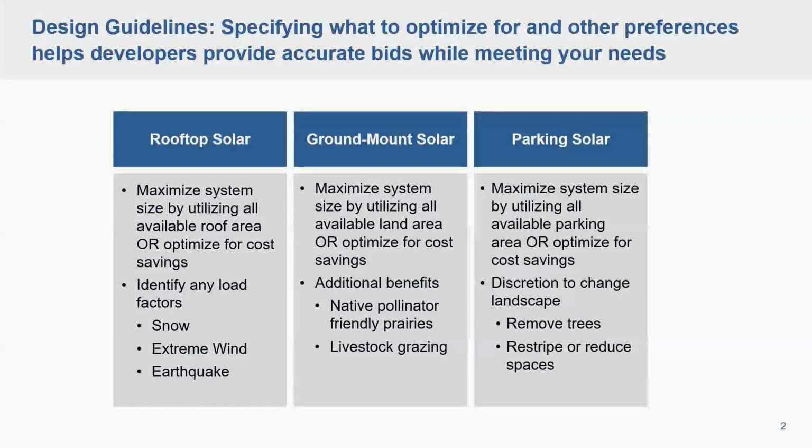For parking solar, same first bullet, optimize the system size to use all the parking lot area, or optimize for cost savings. Some helpful things for the developer to know here is, do they have discretion to change the landscape? So can they remove any trees that are in the parking lot? Can they restripe the surface or reduce the spaces? This all affects the design that the developer would come up with.